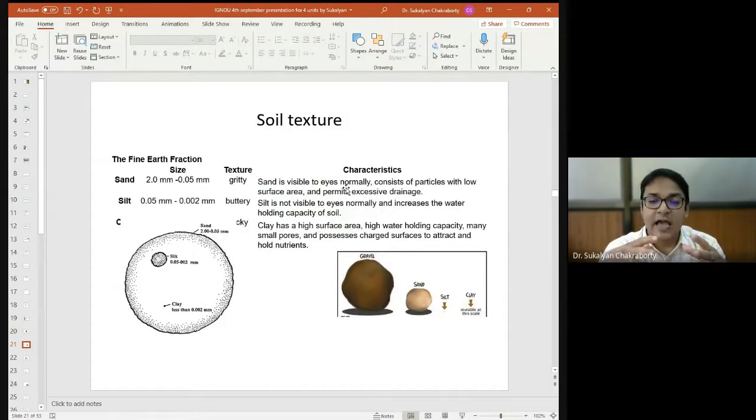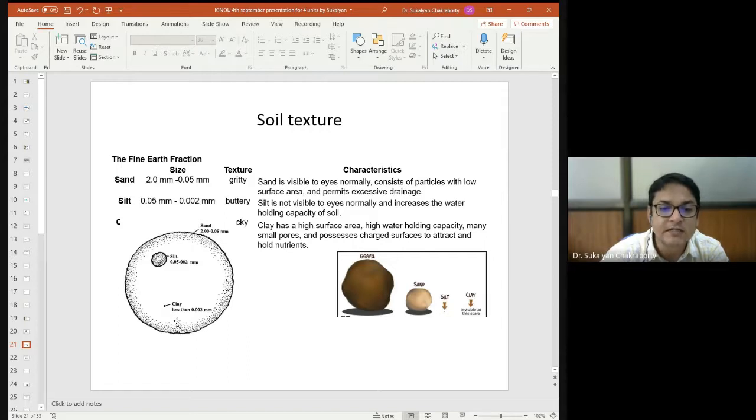Now, when we talk about characteristics of soil, the first thing we need to know about soil is its texture. That means, what is the soil type? If you take a pinch of soil between your two fingers and rub it, how do you feel? That's called the texture. This texture depends on the particle size of the soil. It can be sandy soil, silty soil, clay, or gravels. So this is the size difference. Here you can see the size difference.